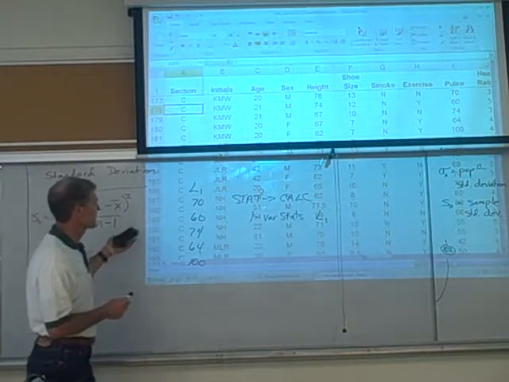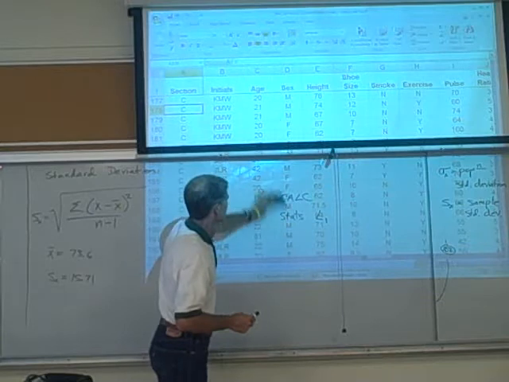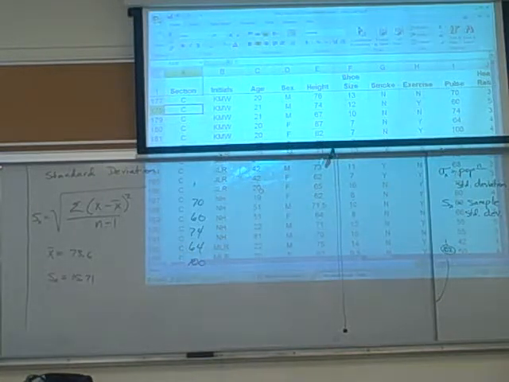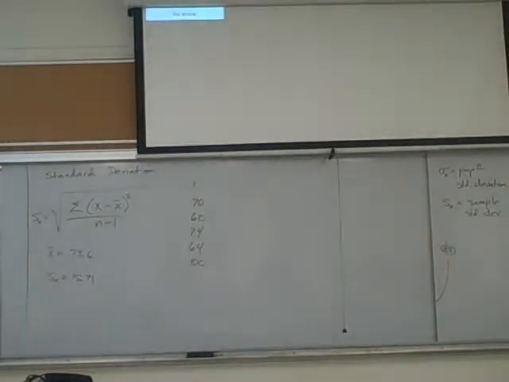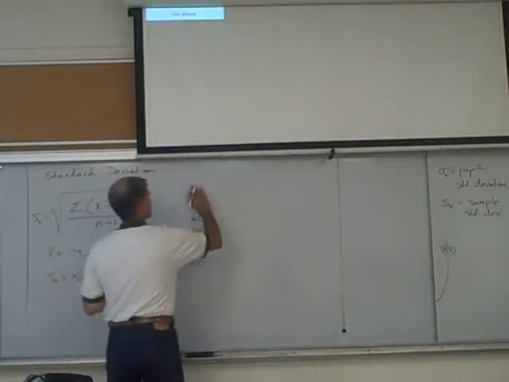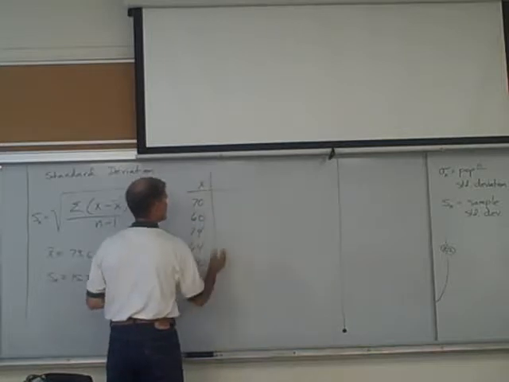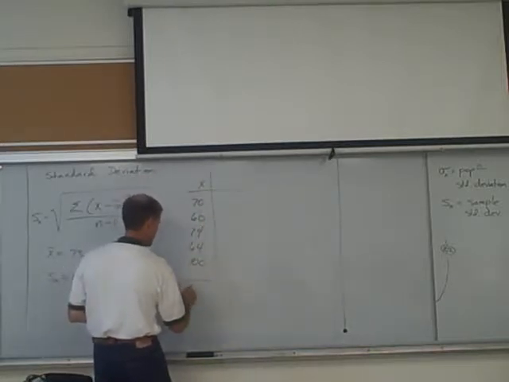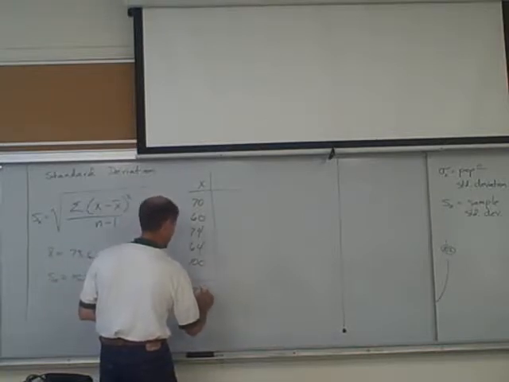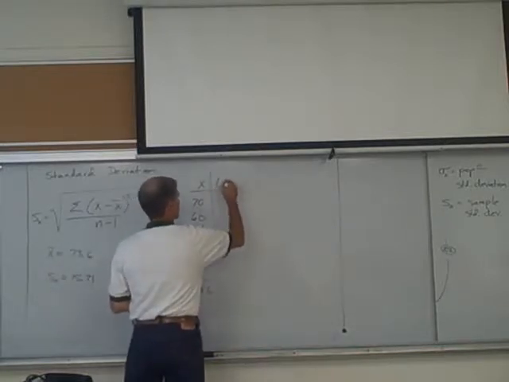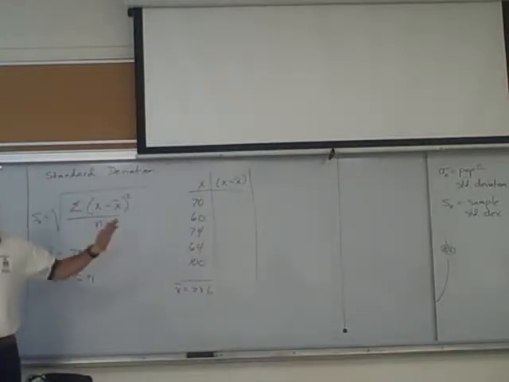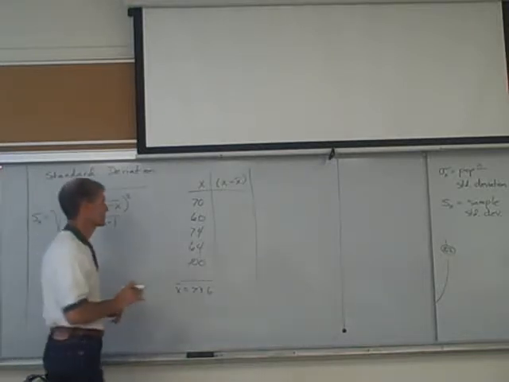Now, if I was going to do this by hand, let me dim the projector. The best way to do it is to make a little table and at the bottom compute X bar, and then X minus X bar, make a column for that. I'm not going to go all the way through this, but I'm just going to show how you would set it up, and then you can finish it yourself because it's fun.